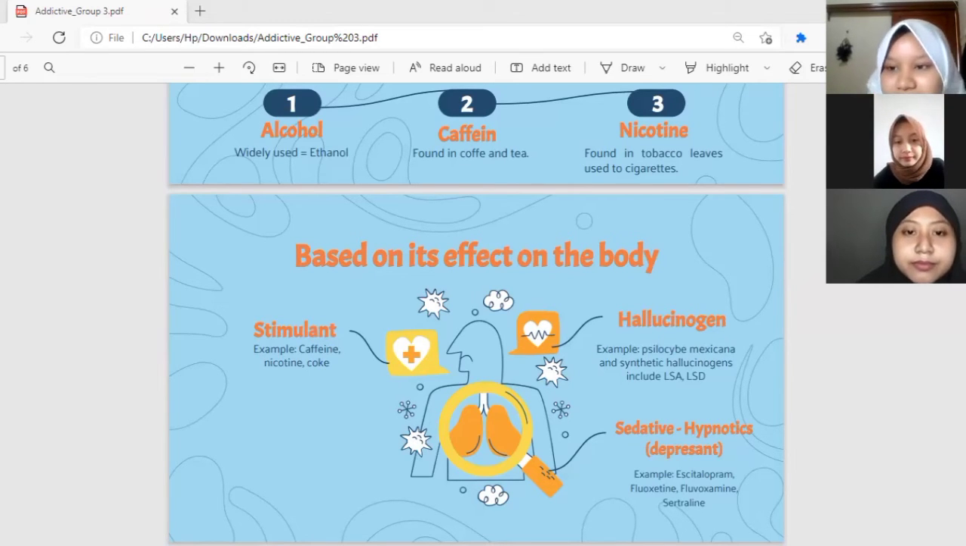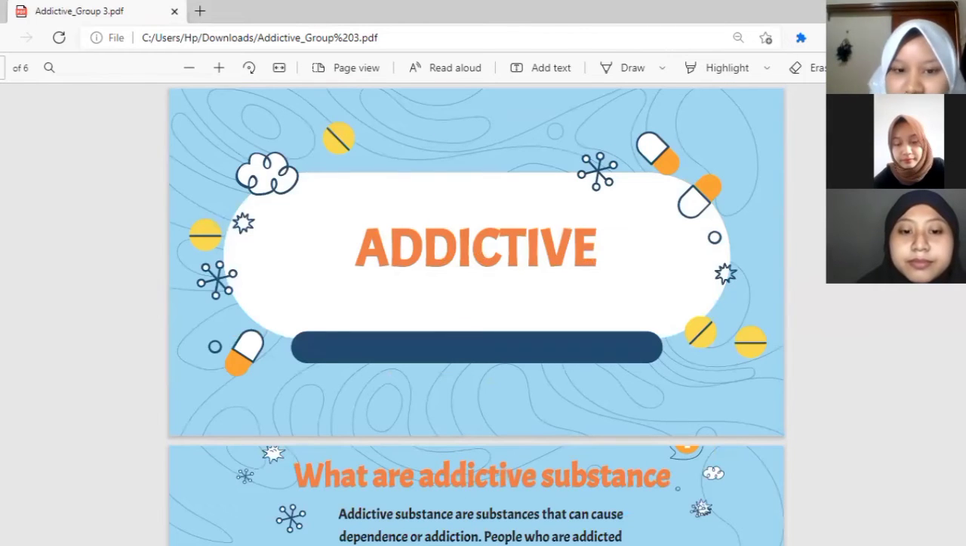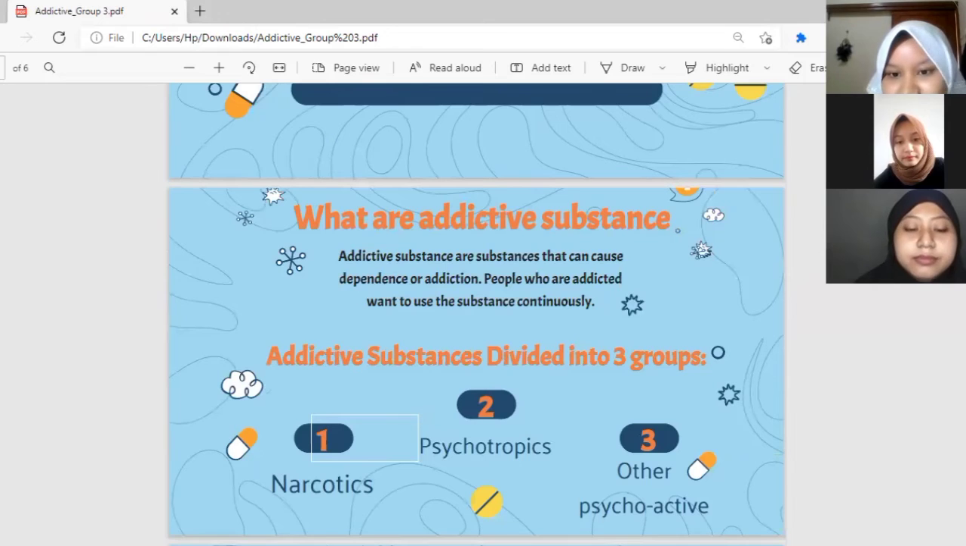Okay, so I'm Fildzah, and here I want to tell you about addictive substances. So, what are addictive substances? Addictive substances are substances that can cause dependence or addiction. People who are addicted want to use the substance continuously. Addictive substances are divided into three groups.